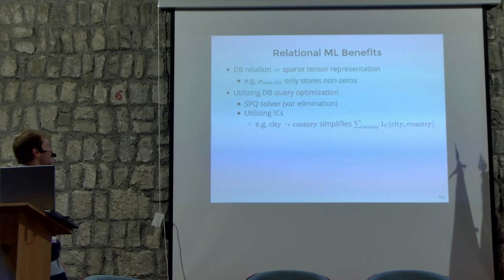Moreover, advanced database optimizers can utilize, let's say, integrity constraints. So for example, if there is a functional dependency from city to country, then a good query optimizer will be able to simplify away a trivial summation like this. In addition, another advantage of this approach is that we will be able to piggyback on the database query evaluator.